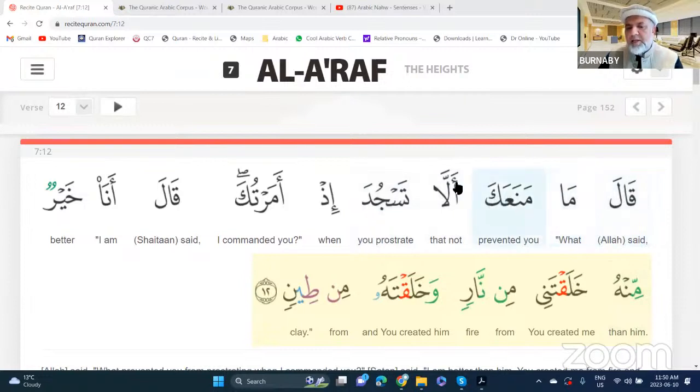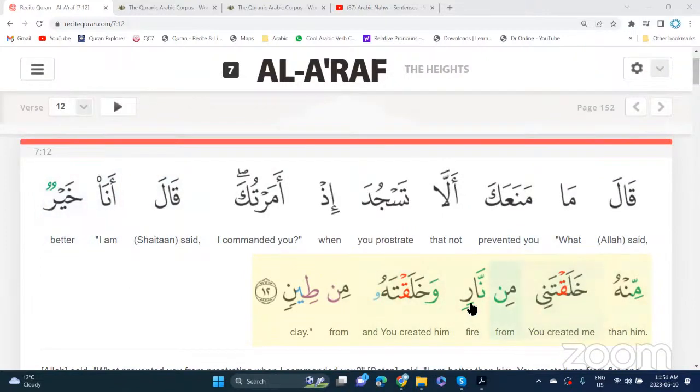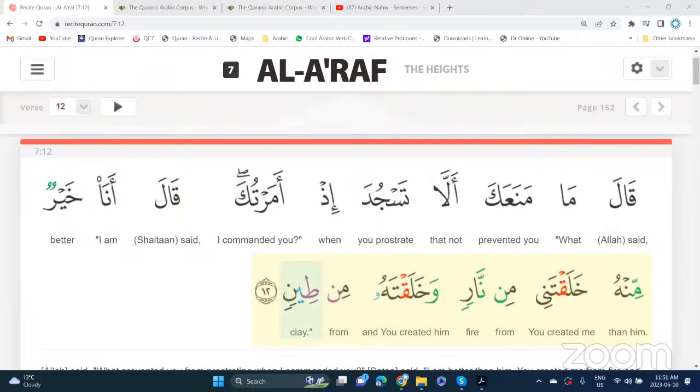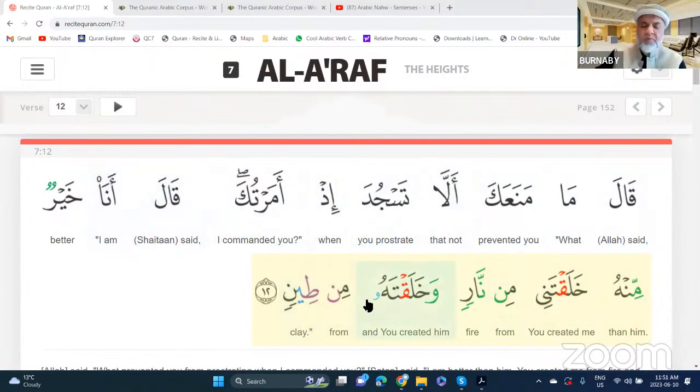So Allah subhanahu wa ta'ala says, A'udhu billahi minash shaitani rajim, bismillahir rahmanir rahim. Qala ma mana'aka alla tasjuda iz amartuk. So what prevented you that you not prostrate when I commanded you? What was his answer? Qala ana khayrun minhu khalaqtani min narin wa khalaqtahu min teen. He said, I am better than him because you created me from fire and you created him from clay. Agree? Now, while I'm trying to give you the meaning of the verses or trying to get the lessons out of it, you can recognize everything we have learned in these ayahs.